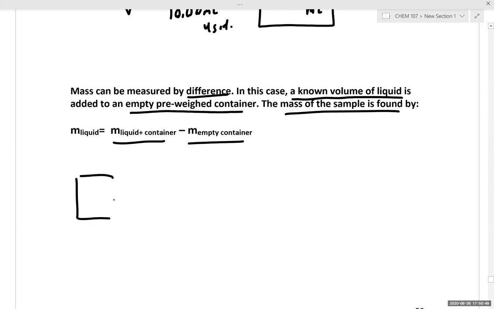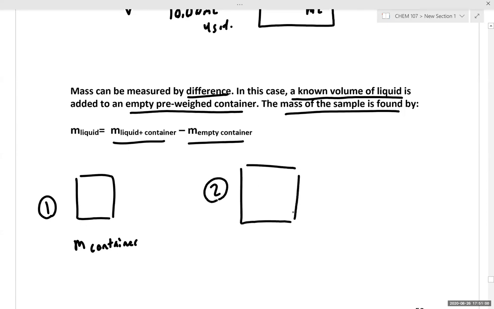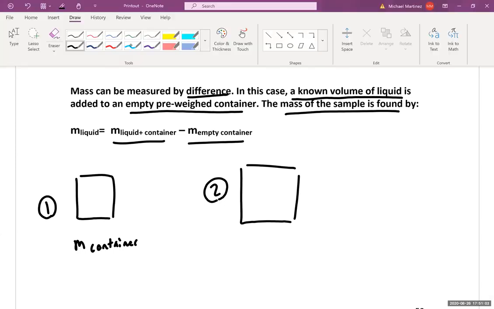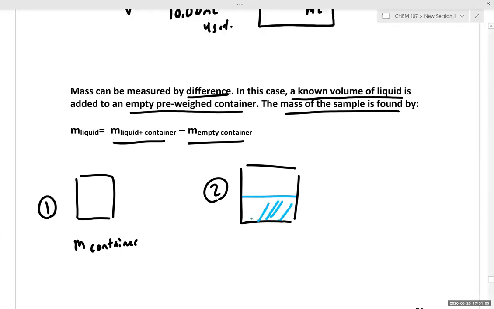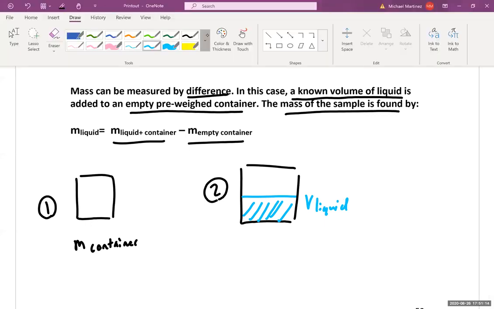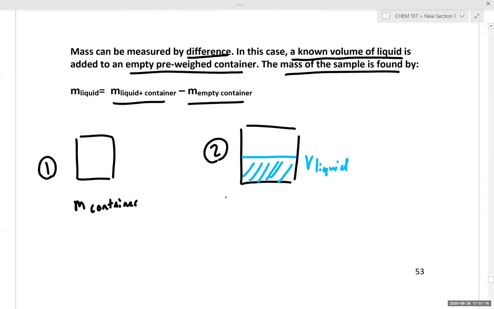So step 1, you have your empty container. You record the mass of your container. Step 2, you take your container and you add a known volume of liquid. So you know the volume of your liquid, and in turn, you weigh your container and you get the mass of the container plus the liquid.